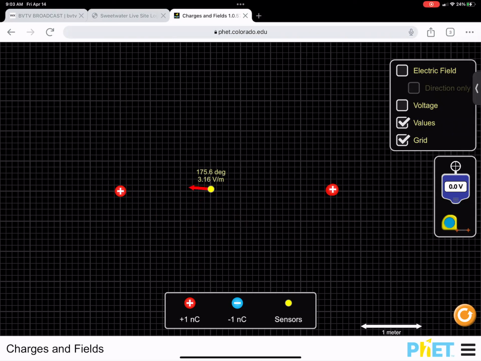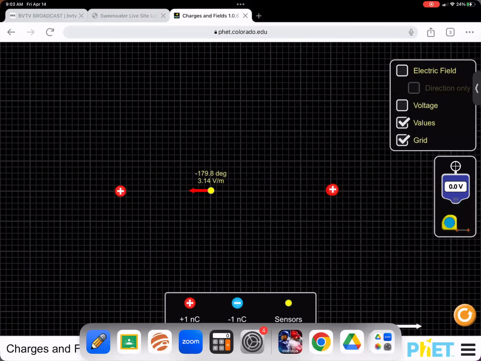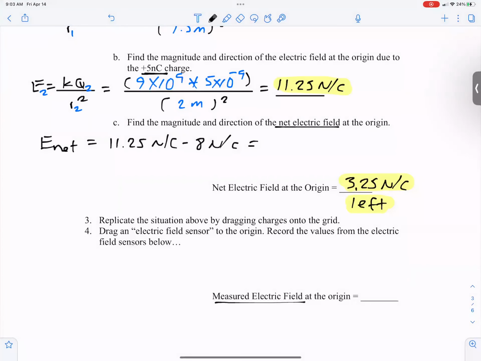And you can see the value that we're measuring here is about, the direction is negative 180, which is directly to the left. 179.8 is almost 180 directed to the left. And about 3.14 is our measure. Pretty darn close. Essentially negative 180 degrees would be directed to the left.